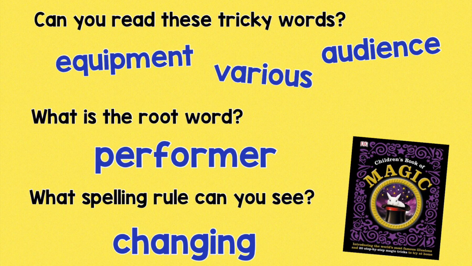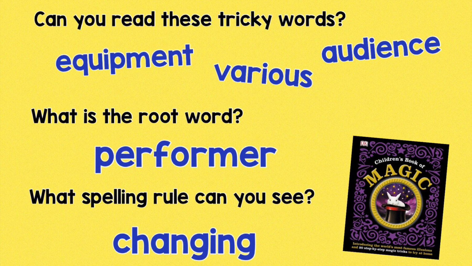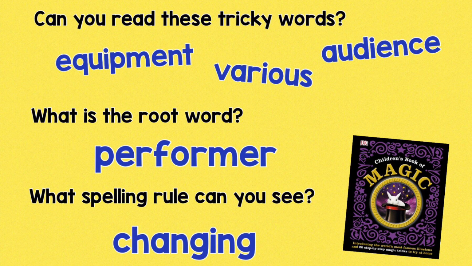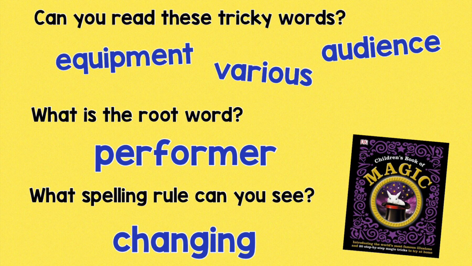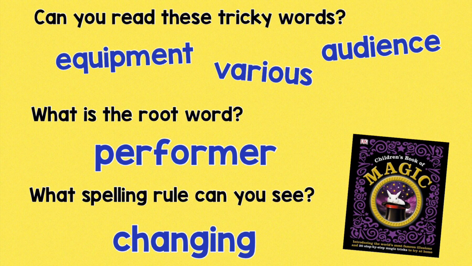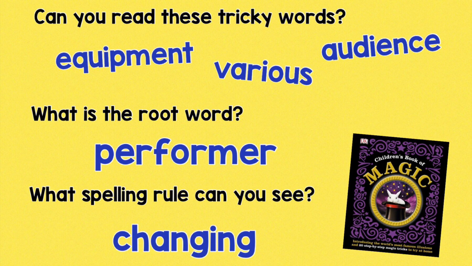Before we delve into the book, let's have a look at some of the vocabulary that we might come across when we read this today. Let's read the tricky words together that we might see in today's text. Equipment, various, audience. Have a look at the word performer. What is the root word? Well done if you said perform. And the ER suffix has been added to change it to performer. And can you spot a spelling rule in the word changing? They've added the ing suffix, and well done if you've spotted that they've had to take the E off the root word change before adding ing.